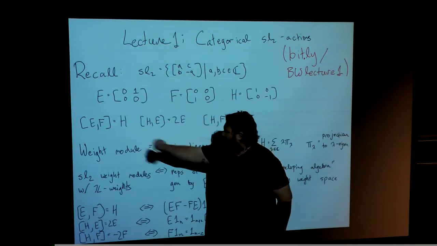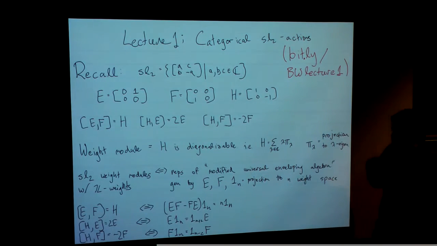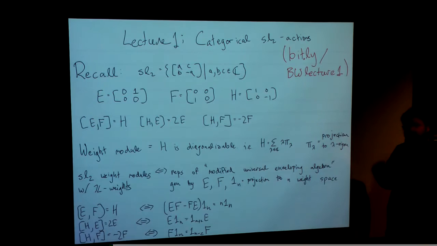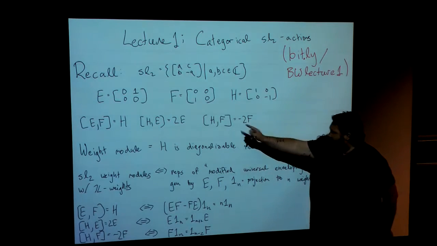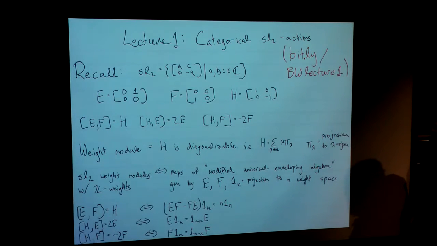The bracket of E and F is H. E is an eigenvector of eigenvalue 2 for the bracket with H, so we say it has weight 2. F is an eigenvector of eigenvalue -2 for the bracket with H, so we say it has weight -2.